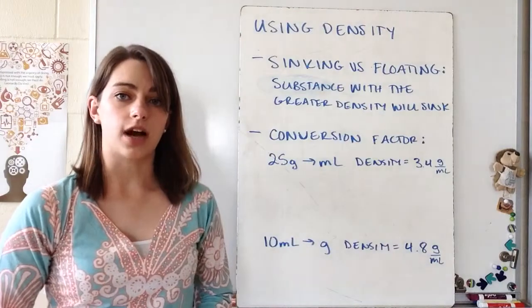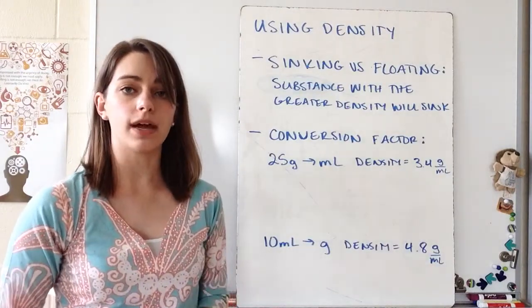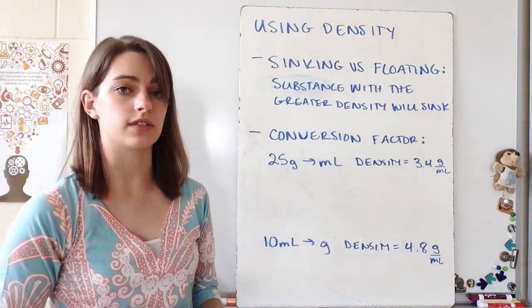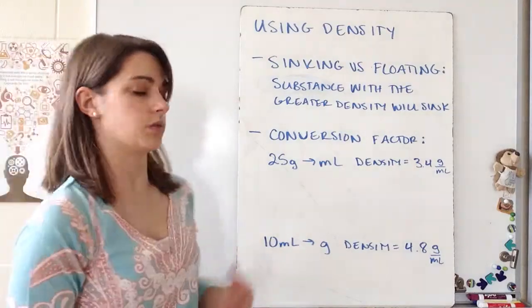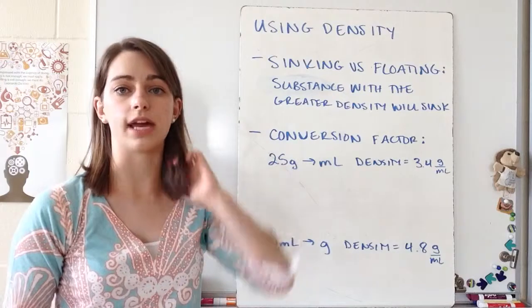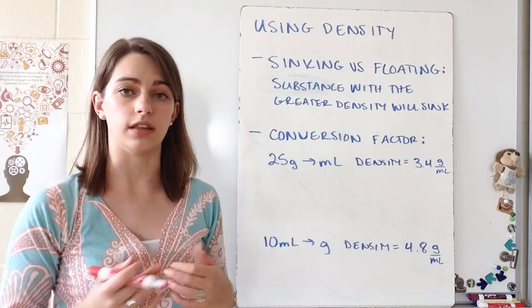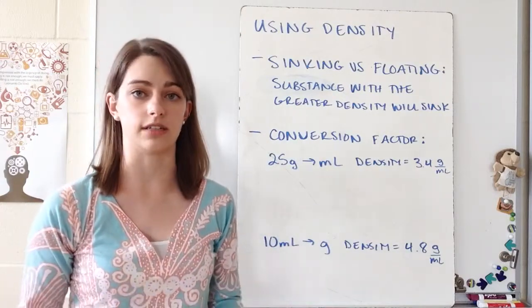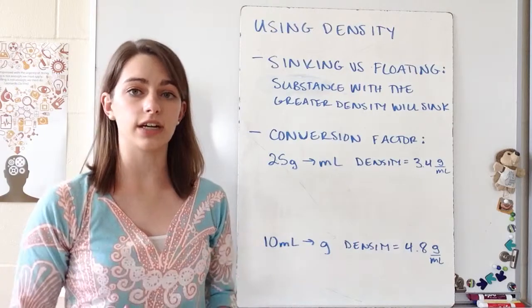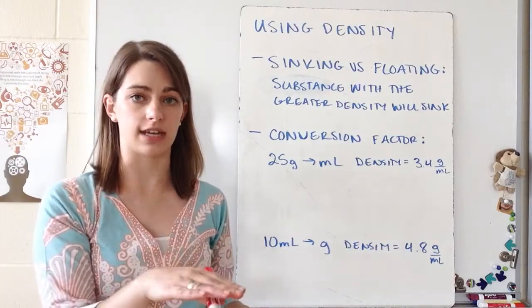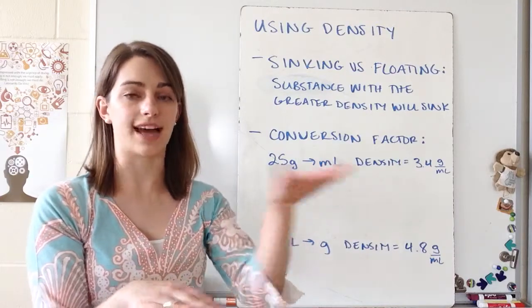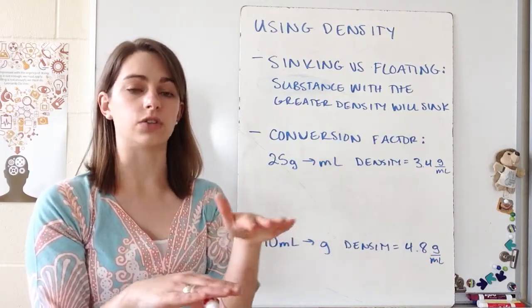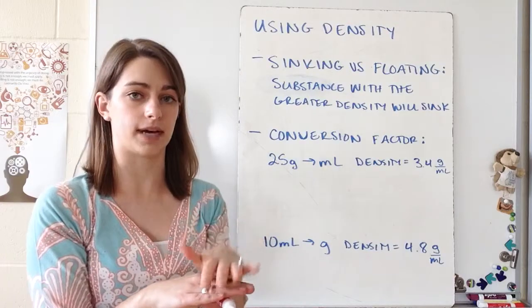So finally, we're going to talk about how we use density. One way that we can use density is to determine whether something will sink or float. So a substance with the greater density will sink. Say, for example, we have two liquids mixed together. And the liquids are different, they have different densities. The liquid with the greater density will be on the bottom of the container. The liquid with the lower density will be on the top of the container. So the one with the greater density will sink to the bottom.